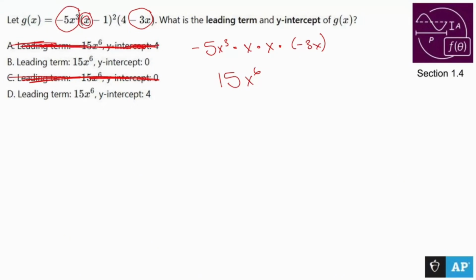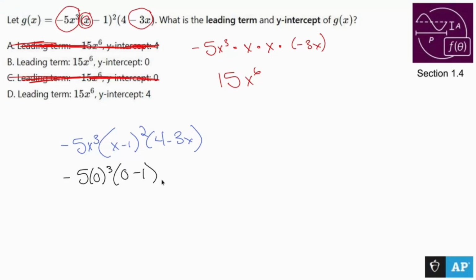Now what we do in order to find the y-intercept is replace every x in here with 0 and then solve. So let me write it out again. Negative 5x cubed times the quantity x minus 1 squared times the quantity 4 minus 3x. And again, rewrite every x with 0 and simplify. So negative 5 times 0 cubed times 0 minus 1 squared times 4 minus 3 times 0.